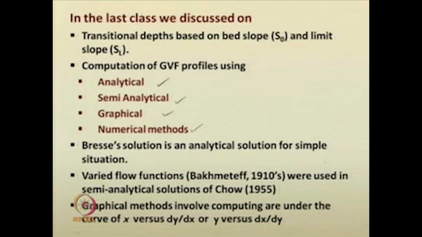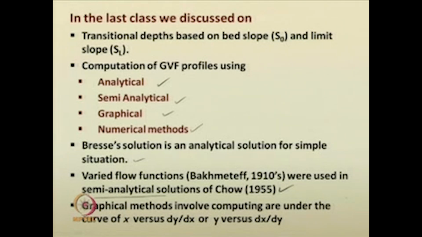If you recall, in the analytical methods, Bresse obtained a very simple form of solution for the gradually varied flow profiles that was discussed in the class. In the 1910s, Bakhmeteff obtained varied flow functions that were subsequently used in the semi-analytical solutions by Chow in 1955.